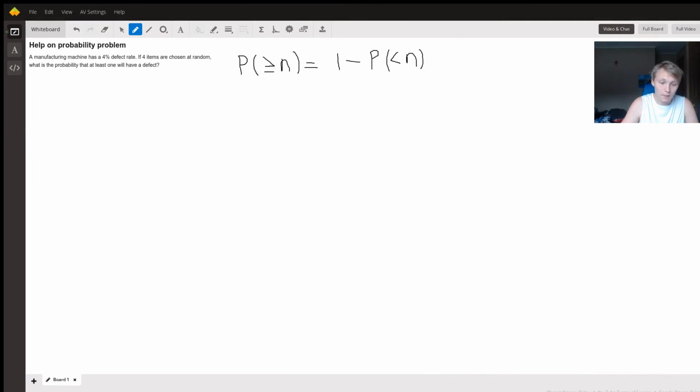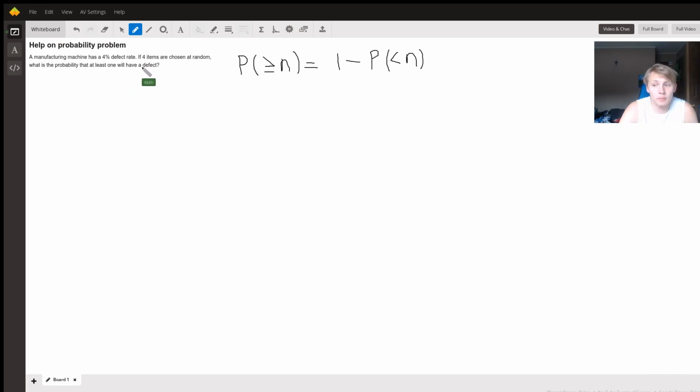binomial problem. But in this case, it's as if the coin that we flip is unfair, right? So a 96% chance that we get heads, a 4% chance that we get tails, something like that. And so in this case, we want to know if 4 items are chosen at random, what's the probability that at least one will have a defect?